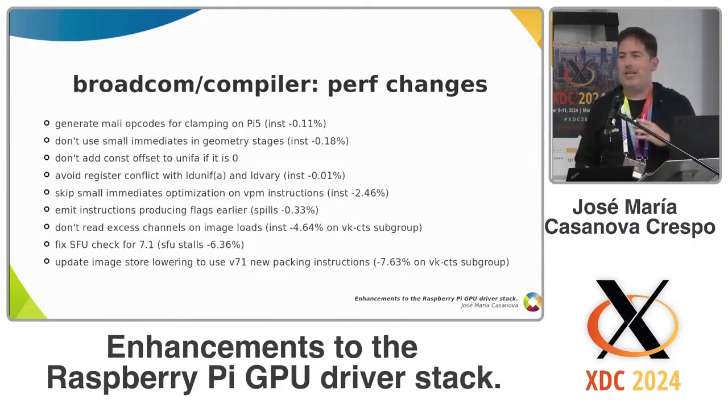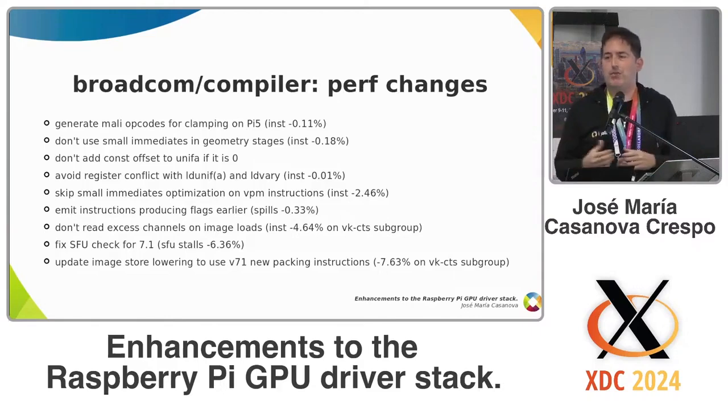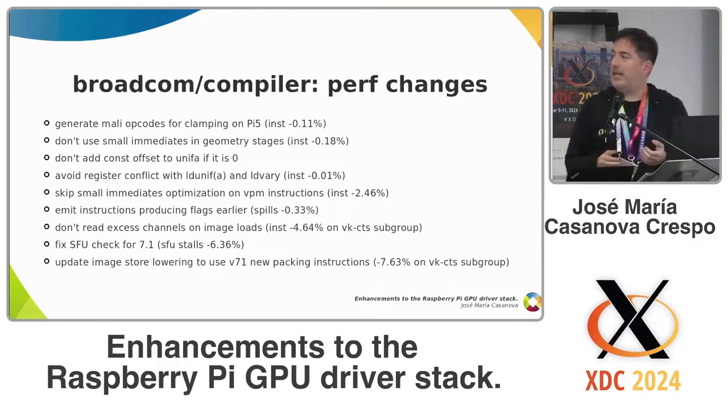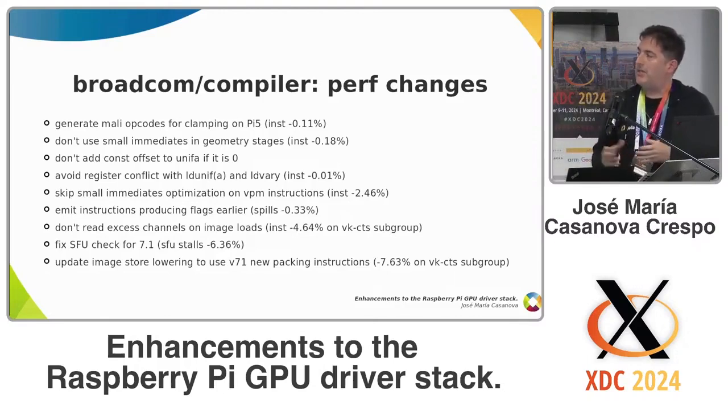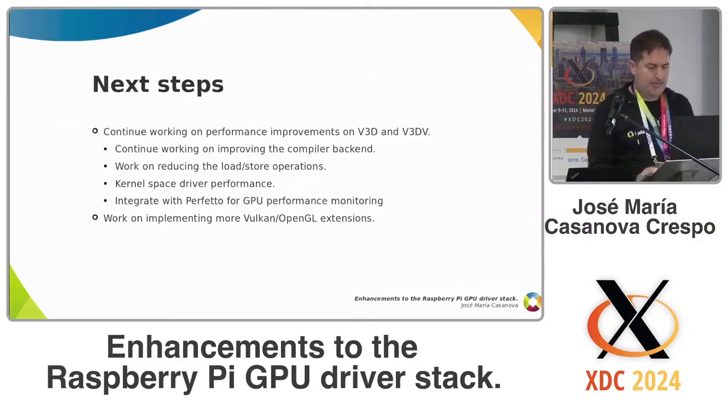optimizations. Some of them were related to reducing spilling, others to reduce, in particular, sets of CTS because the traces were not using them. And in general, we see that around 20% of the performance improvement we made in the year was related to shader optimizations in the end.